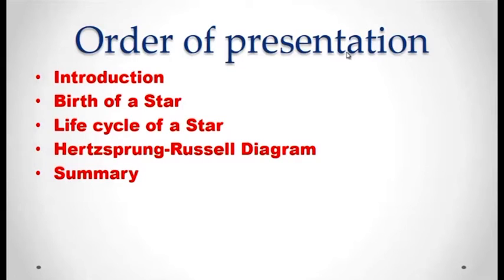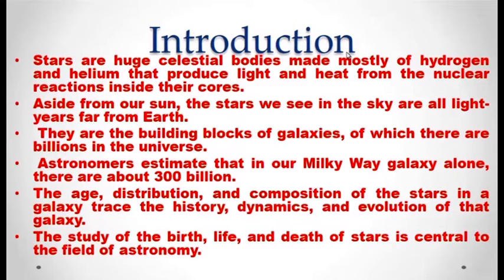I am going to organize this lecture in the following way: introduction, birth of a star, life cycle of a star, Hertzsprung-Russell diagram, and finally a summary of all the discussions we are going to have. We know stars are huge celestial bodies made mostly of hydrogen and helium that produce light and heat from the nuclear fusion reactions inside their cores.